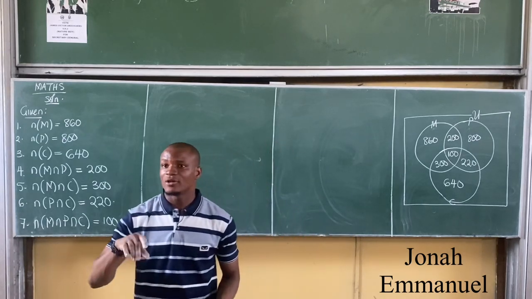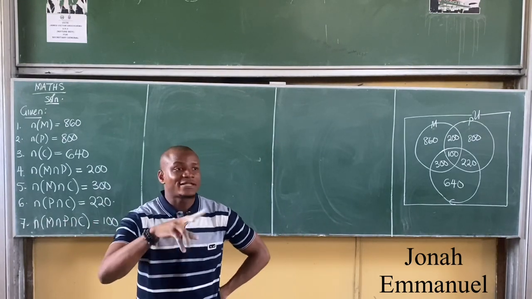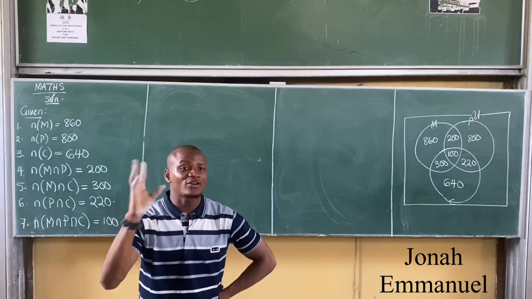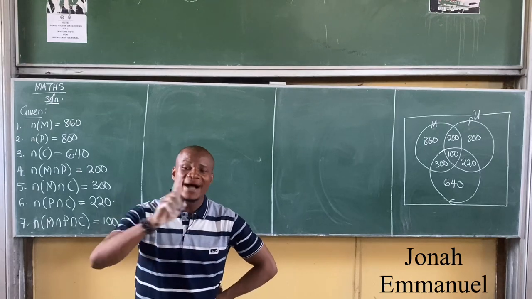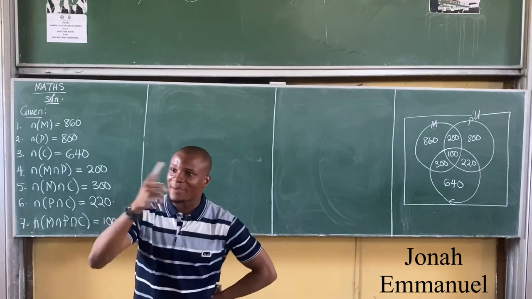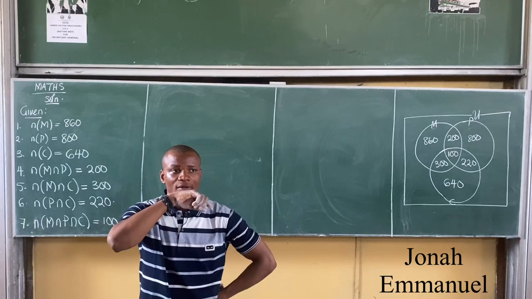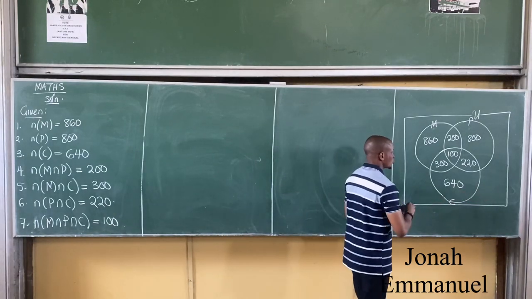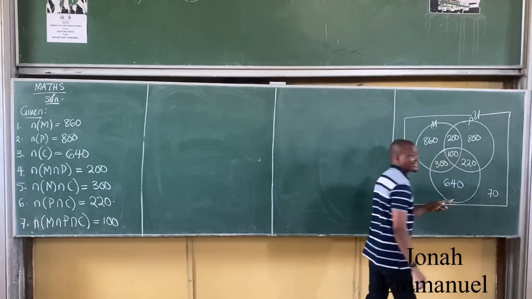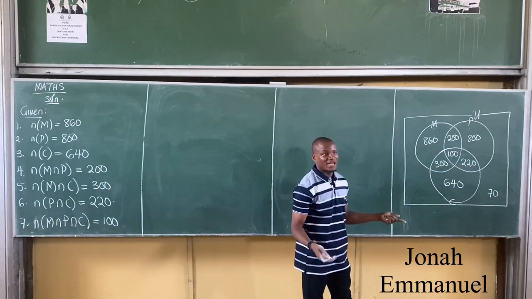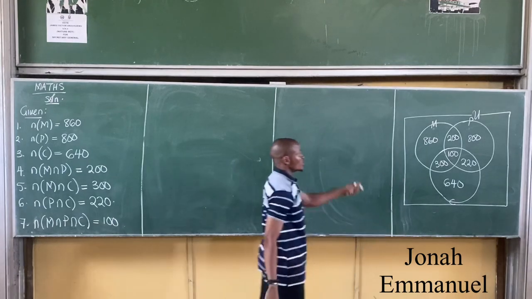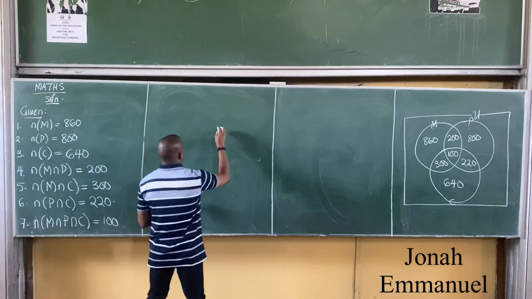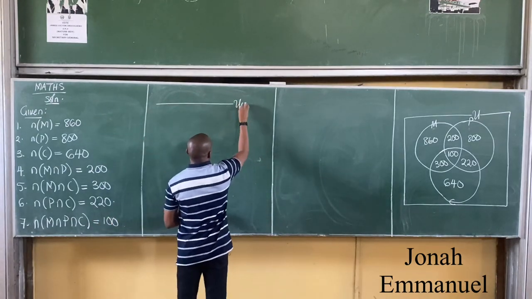So look at this. Let me now give something else. If they had said 70 candidates took neither maths nor physics nor chemistry, how do you put that one there? Of course, 70 took neither maths nor physics nor chemistry. We put it outside here. But since they didn't add it, we leave it out. All right, here's my model diagram now. Let's now get the Venn diagram. So I'm having this.